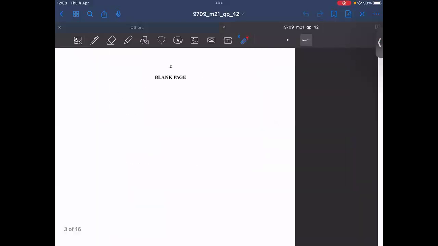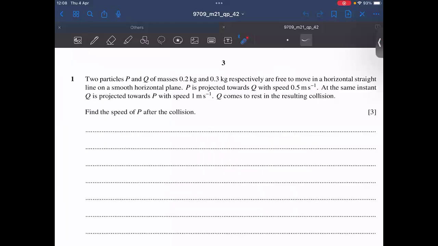So the first question: two particles P and Q of masses 0.2 and 0.3 respectively are free to move in a horizontal straight line on a smooth horizontal plane. P is projected towards Q with 0.5 meter per second. At the same instant, Q is projected towards P with a speed of 1 meter per second.